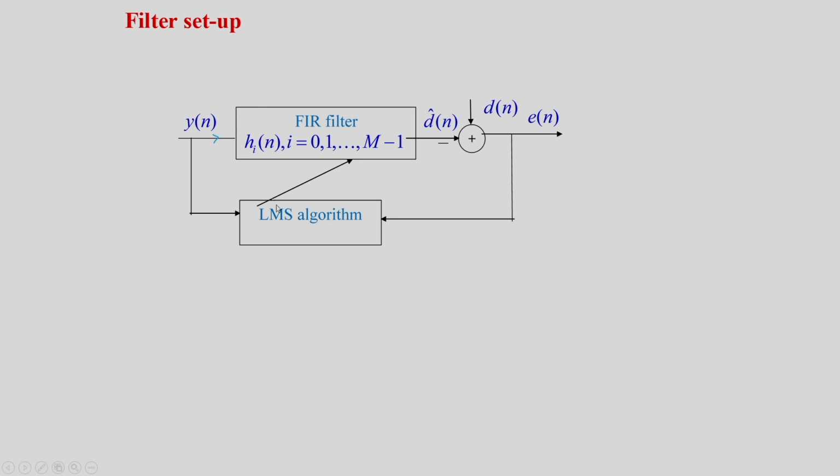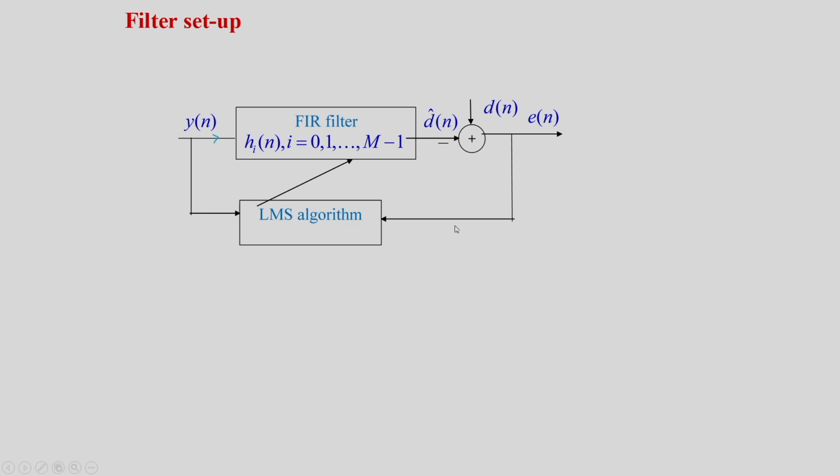Now, we describe the LMS algorithm based adaptive filter setup. Here yn is the input. This is passed through the FIR Wiener filter of length m minus 1. Then we will get the estimate of the desired signal. And this is the desired signal. So, this is positive, this one is negative. So, that difference is the error signal.